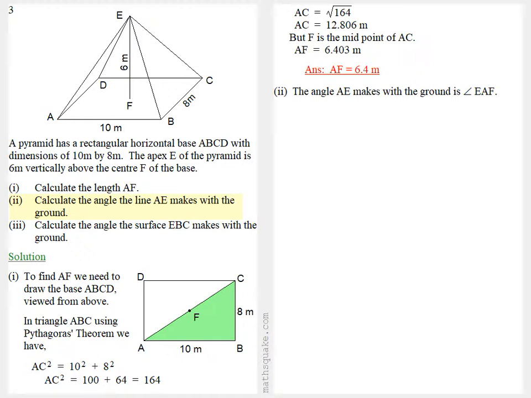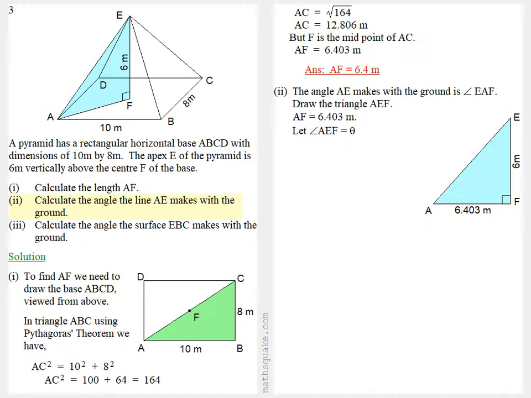Now in part 2, we have to calculate the angle the line AE makes with the ground. Now the angle AE makes with the ground is the angle EAF. So if we draw the triangle AEF in flat view, we have AF is equal to 6.403 meters. Now if we label the angle AEF as theta, then the side FE is the opposite side and the side AF is the adjacent side.